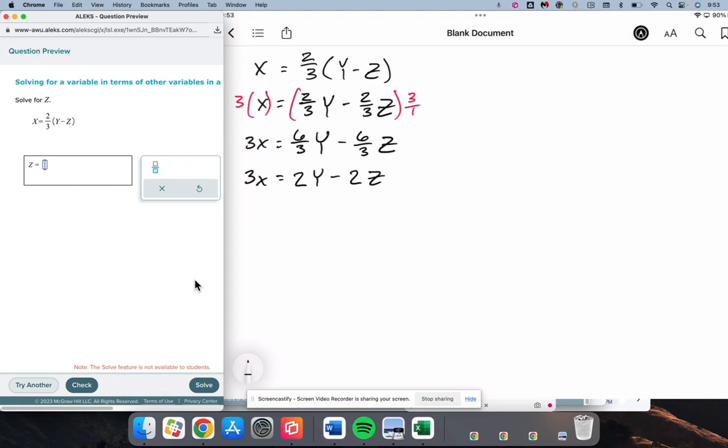And so solving for z, we're going to subtract 2y from both sides. We get 3x minus 2y equals negative 2z. We divide both sides by negative 2. And we get negative 3 over 2x minus negative 2 divided by negative 2 is going to be plus 1y equals z. And so we get negative 3 over 2x plus y is equal to z.